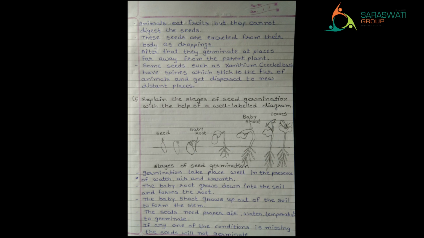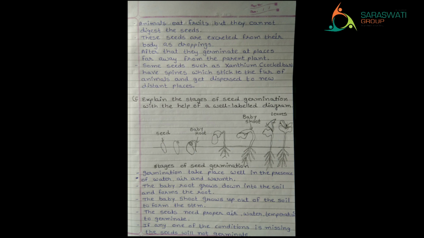Okay, now the last question of this chapter. Explain the stages of seed germination with the help of a well labeled diagram. As you can see, I have also drawn a diagram over here with the label. So you also have to draw it in your classwork book. Okay, now see, germination takes place well in the presence of water, air and warmth, right? Germination means growing of a seed into baby plant. So for that it will need water, air and proper temperature, that is, heat or warmth, right?